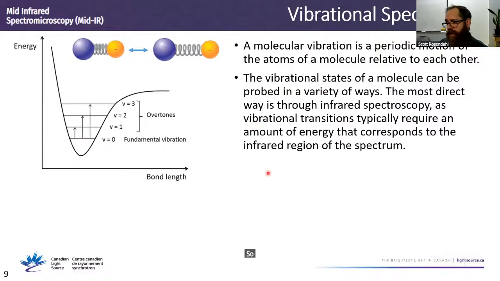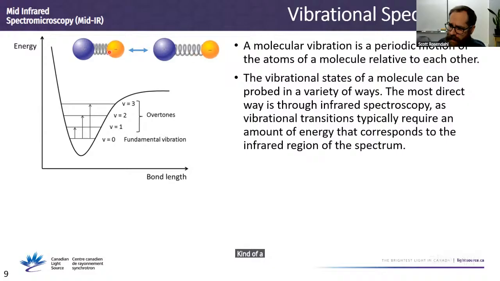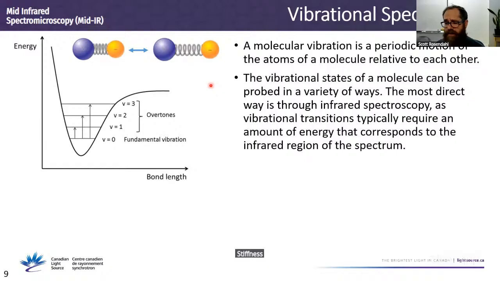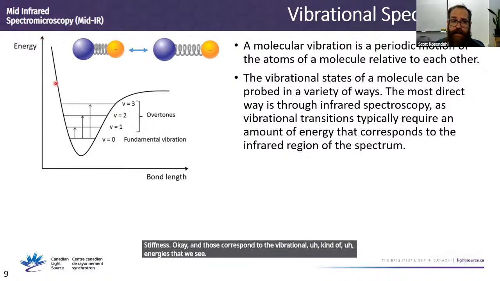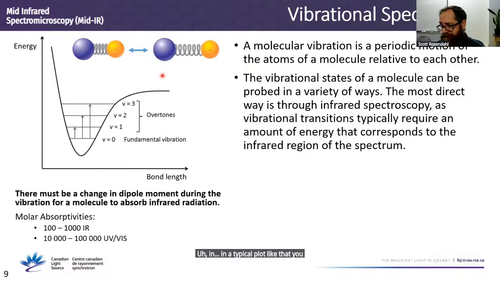So again, we're a vibrational spectroscopy. So we're looking at the periodic motion of basically two atoms in a simplistic case. You can imagine Hooke's law, where we have two masses connected by a spring of stiffness. Those correspond to the vibrational energies that we see in a typical plot like that.